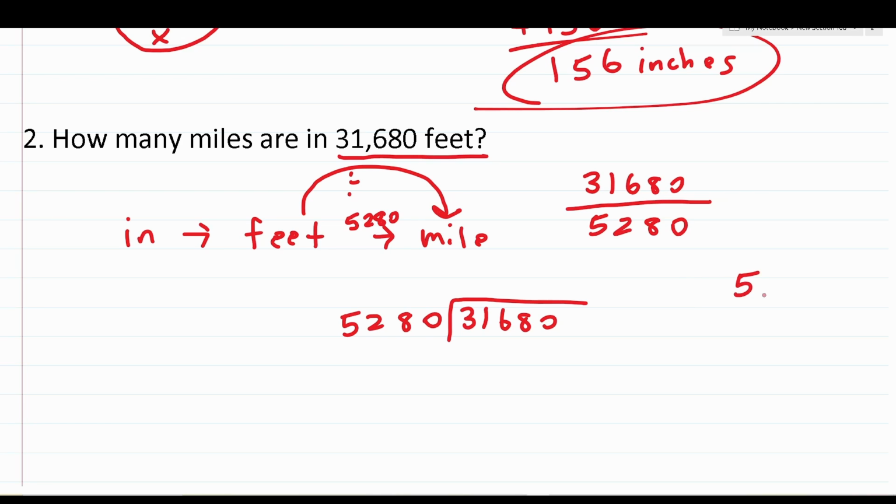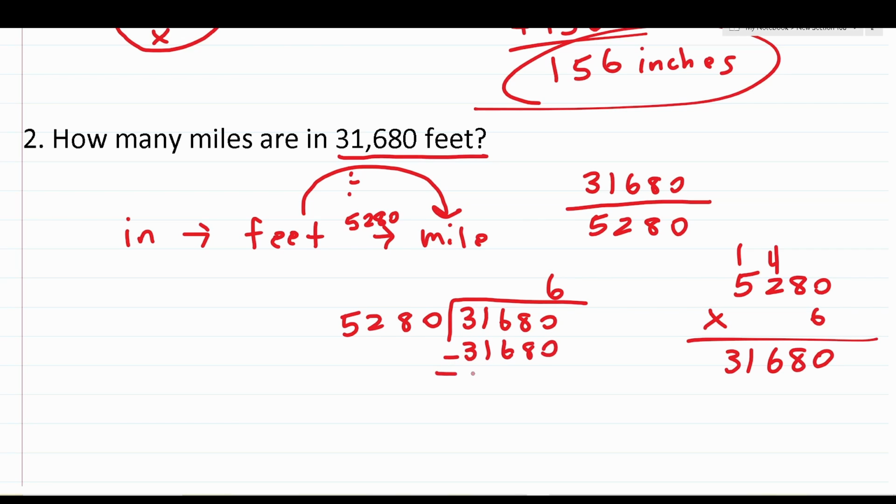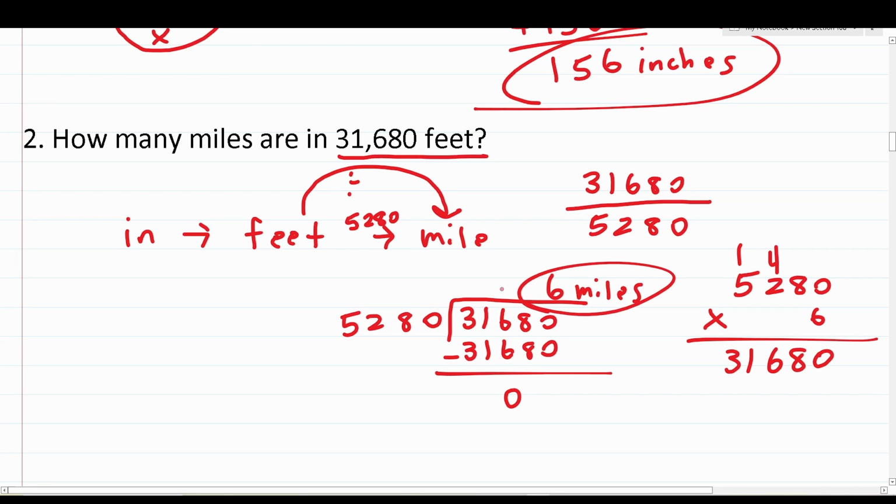And to confirm that, I'm going to multiply this off to the side. 0 times 6, of course, is 0. 6 times 8 is 48, so drop down an 8, carry a 4. 6 times 2 is 12, 13, 14, 15, 16, carry a 1. 5 times 6 is 30 plus 1 is 31. So as we can see, 5,280 times 6 is exactly 31,680. In other words, 31,680 feet is exactly 6 miles. All right, so that is that one.